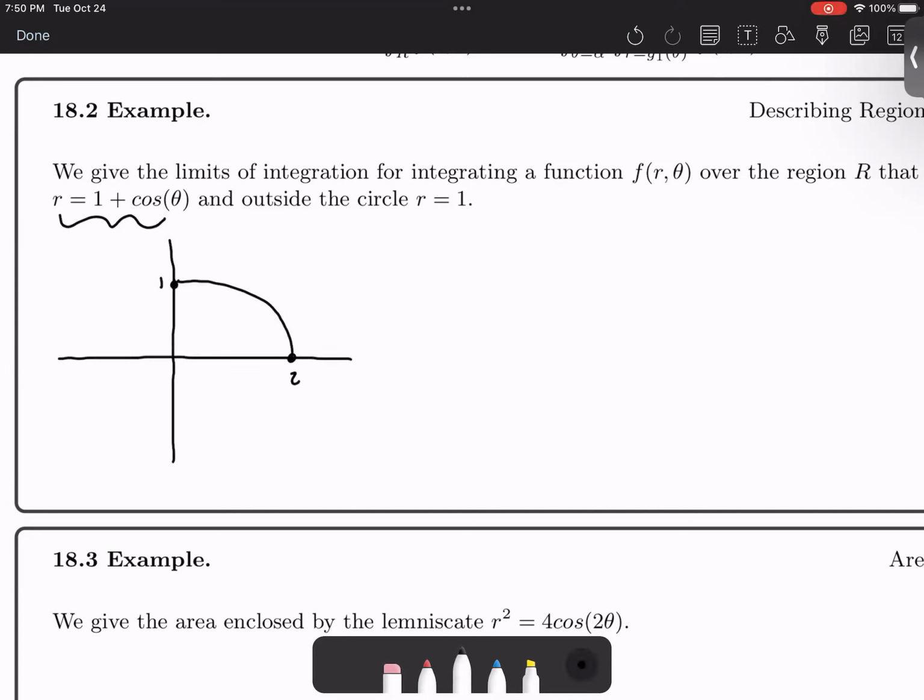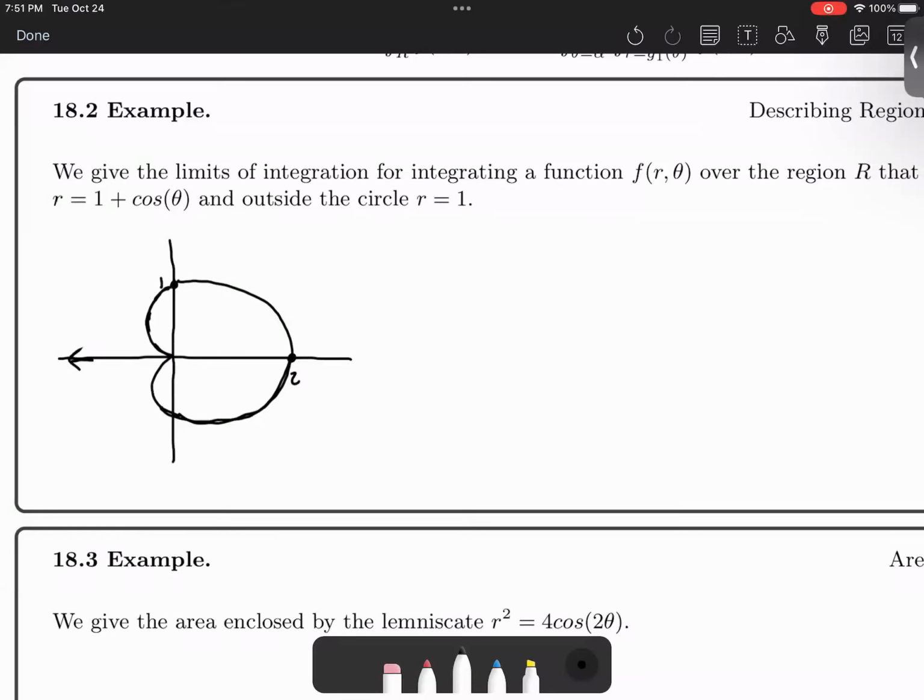And as I keep rotating, over here, my cosine values are negative. So when I add 1 to a negative value, it's going to get smaller. And then when I'm on my negative x-axis, that's when theta is equal to pi. So my cosine value is -1. So 1 plus -1 gives me a 0. Right, so this really isn't calculus 3. This is more trigonometry. But this is what this cardioid looks like.